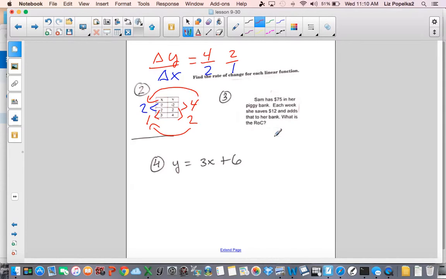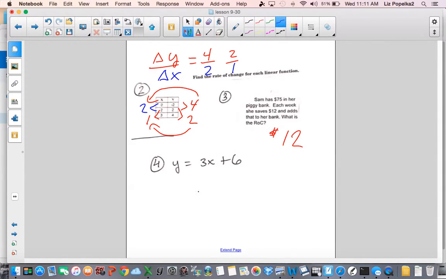Number 3. Sam has $75 in her piggy bank. Each week she saves $12 and adds that to her bank. What is the rate of change? Well, every week it is increasing by $12. So that $12 is how much her account is changing. Therefore, that is her rate of change. Number 4, real simple.